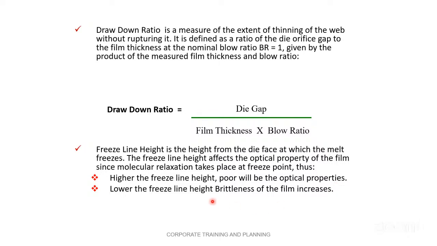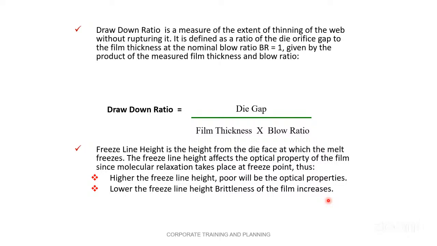And lower the freeze line height, brittleness of the film increases. See here, both are problems, and that's why you have to set the optimum freeze line, right? You have to adjust it, but it is taken care of by the die designer only, friend.